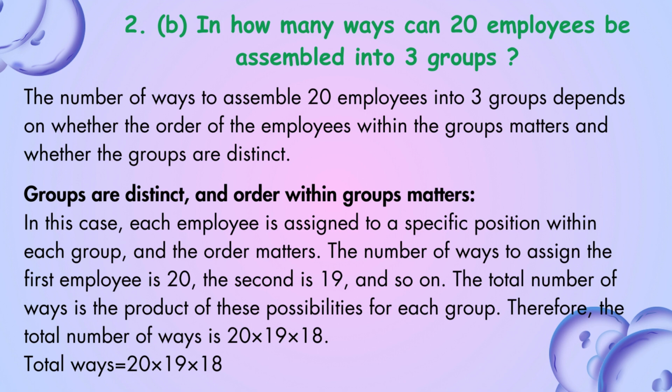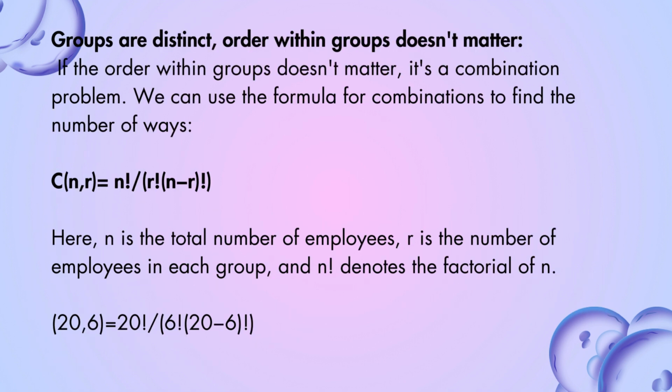The number of ways to assign the first employee is 20, the second is 19, and so on. The total number of ways is the product of these possibilities for each group. Therefore, the total number of ways is 20 times 19 times 18. Groups are distinct, order within groups doesn't matter. If the order within groups doesn't matter, it's a combination problem. We can use the formula for combinations to find the number of ways.